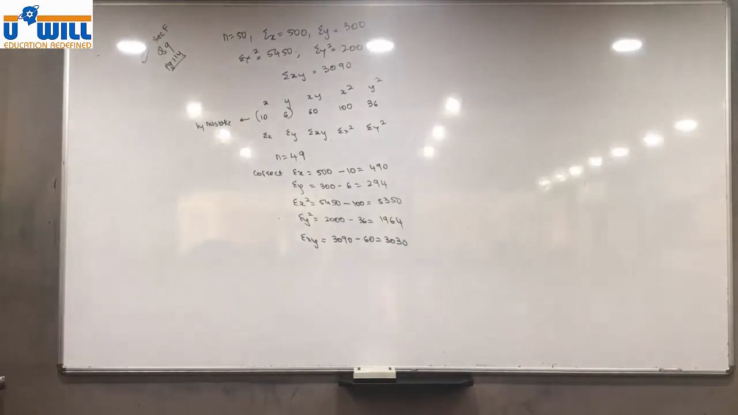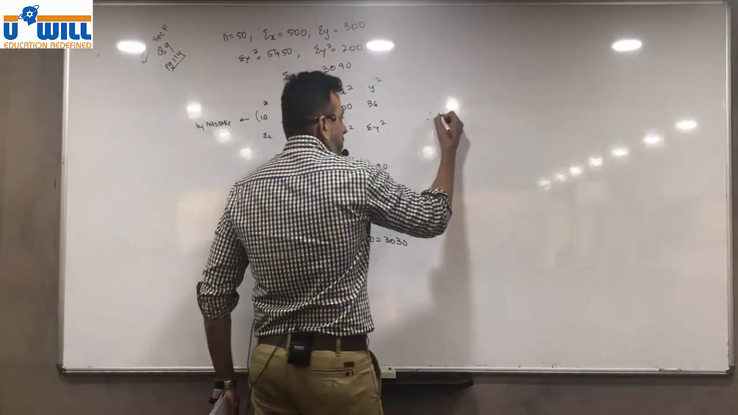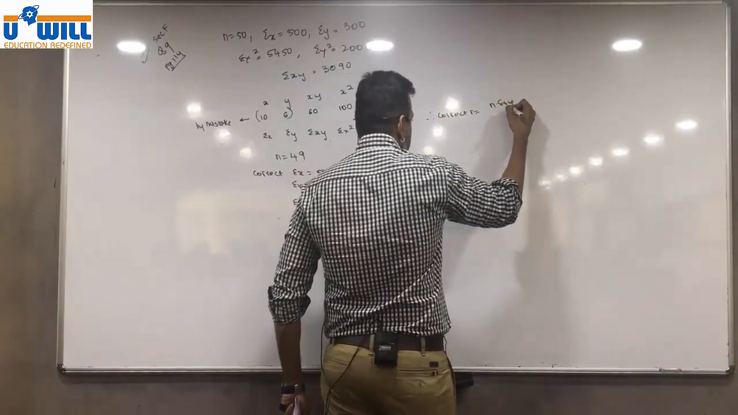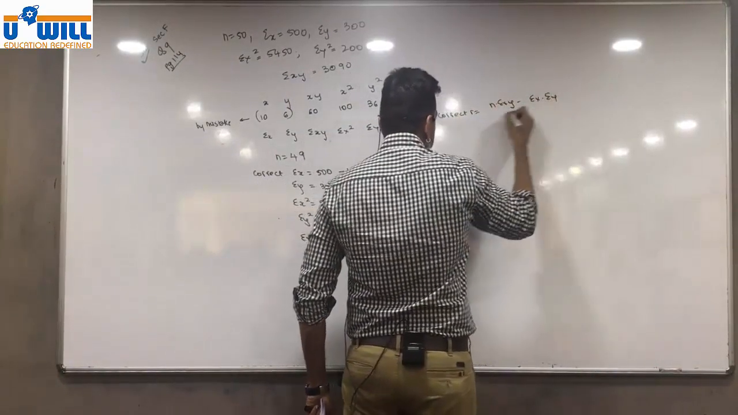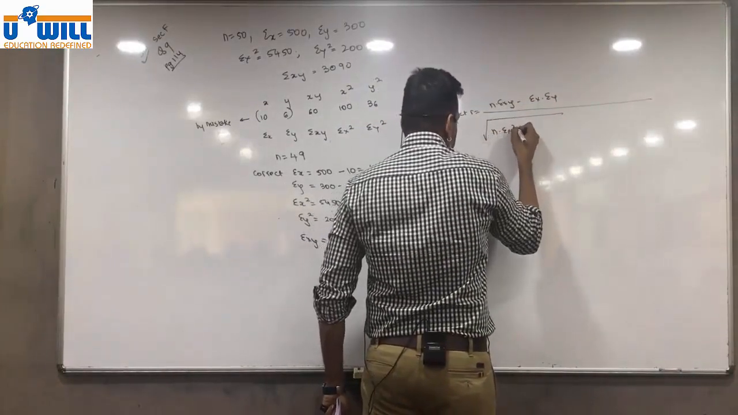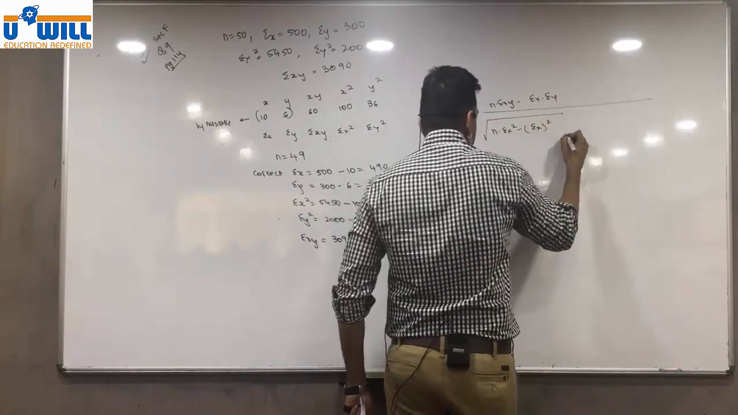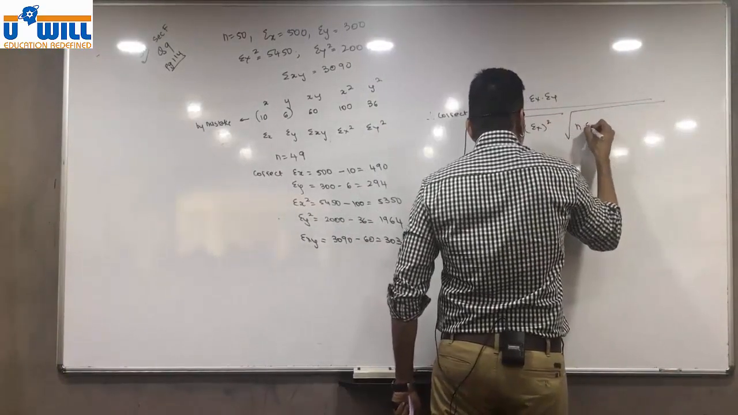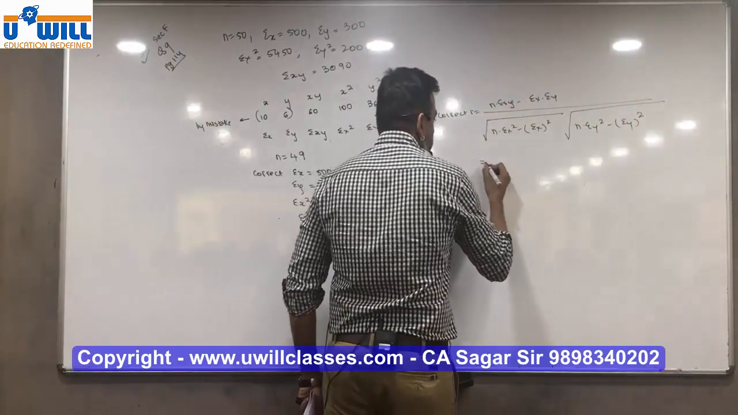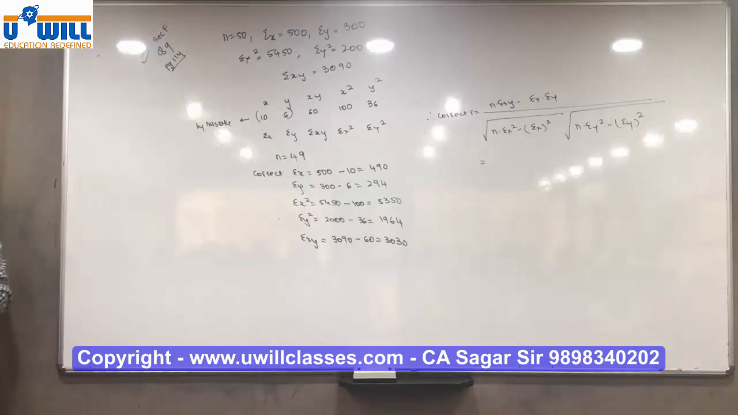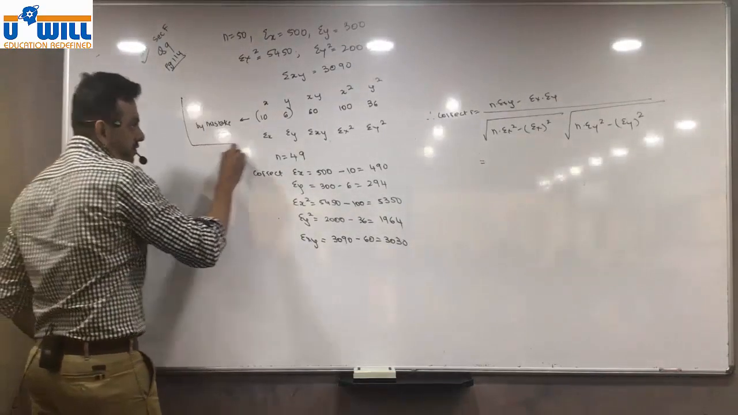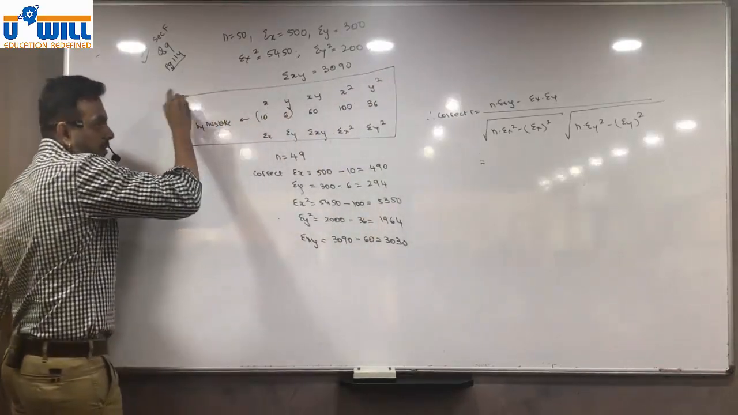Got it? Therefore, correct R is equal to n sigma xy minus sigma x into sigma y under root n sigma x square minus sigma x the whole square under root n sigma y square minus sigma y the whole square. Any doubt in this? Now please do it systematically. Okay, this is really important so that you understand what is going wrong.